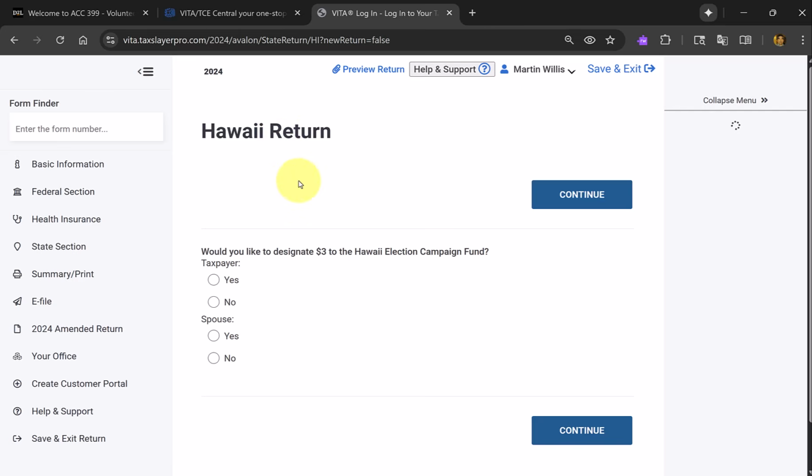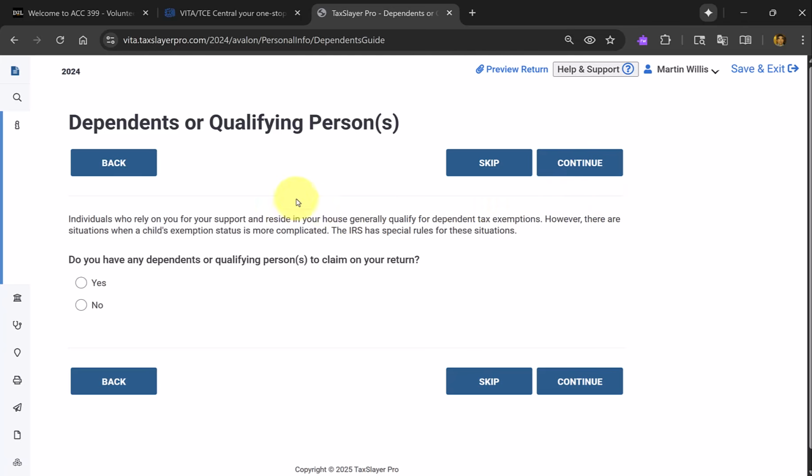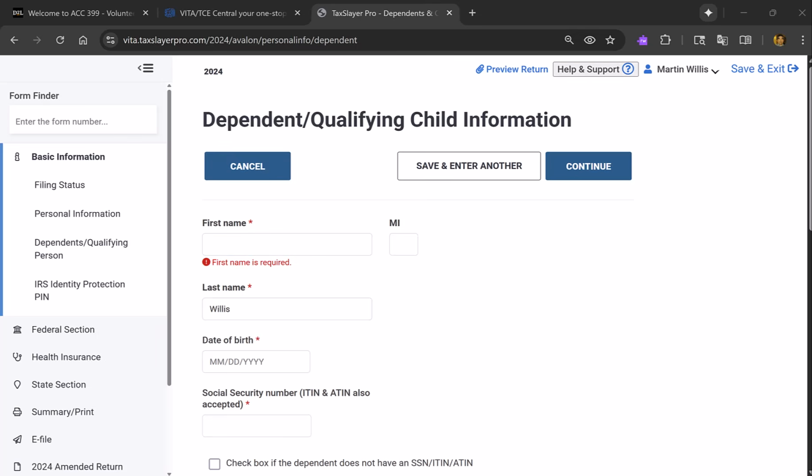So it's asking for Hawaii return. And just like the federal, there's this question asking about using tax dollars that you've already paid to allocate to the election campaign fund. I'll just leave it blank and continue. So are we claiming a dependent? Yes, that's Abby. Continue. So now I'm looking at Abby's Social Security card.